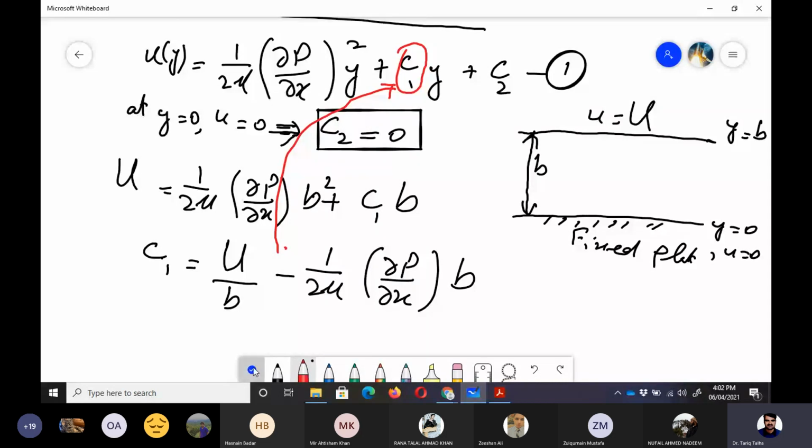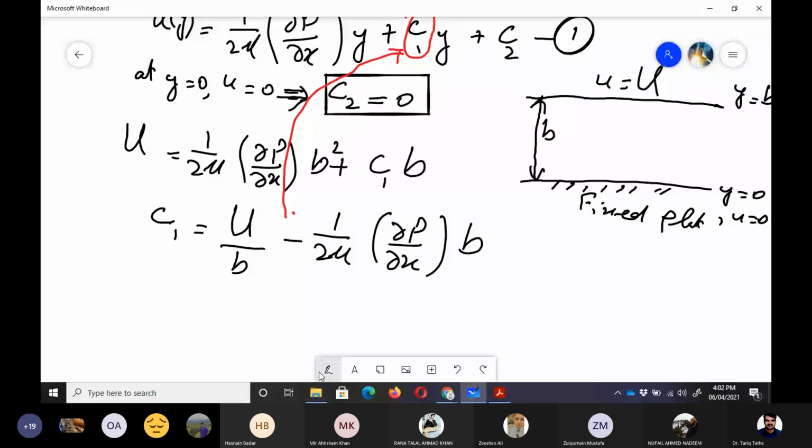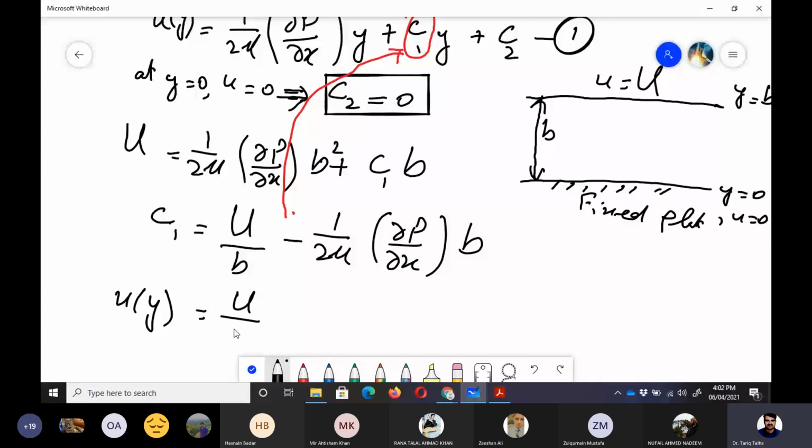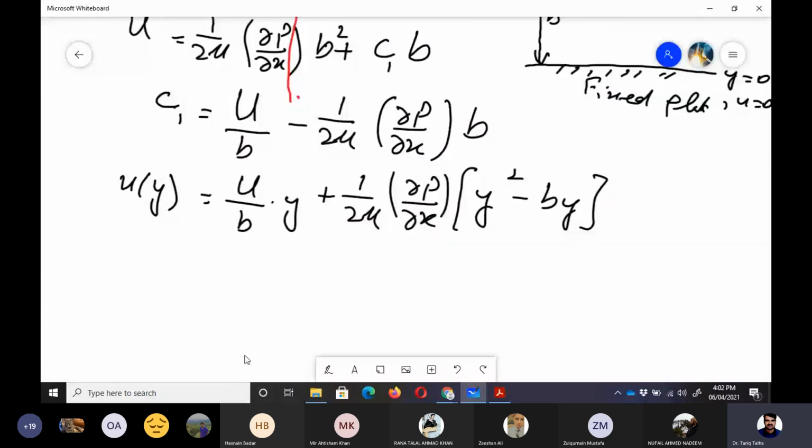So if we put this value here, we can say that u of y is equal to U divided by b into y, because y is being multiplied here, and then the next term we can write like this: 1 upon 2 mu partial p by partial x into y square minus b y. So now we can see that the velocity profile is not quadratic, because there is also a linear term here.